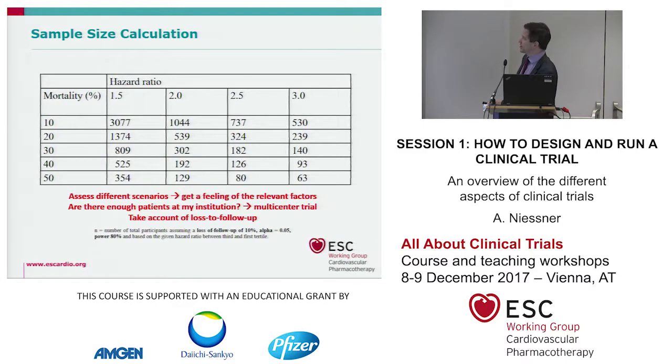And you should get a feeling, what can I achieve with 500 patients, what can I achieve with 1,000 patients, what can I achieve with 3,000 patients, and therefore you need to do several calculations. Do a table like this, you could also do a figure or graph showing the differences in sample size according to the risk ratio and according to the event rate.